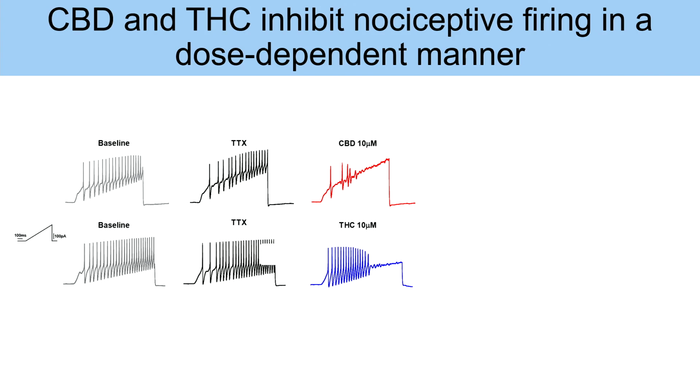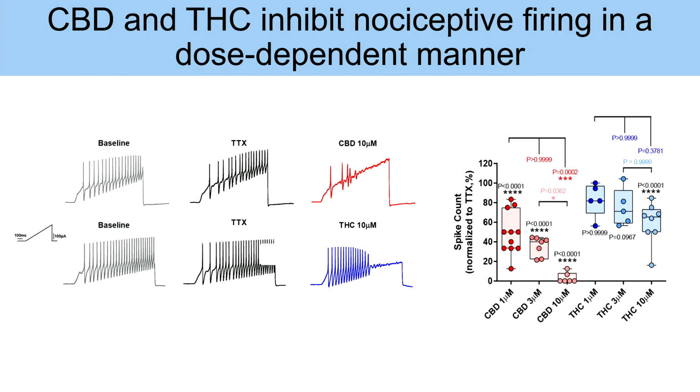And as you can see, CBD blocks most of the evoked action potential or evoked firing, while THC has a different inhibition, but both of them directly inhibit the activity of the neurons.